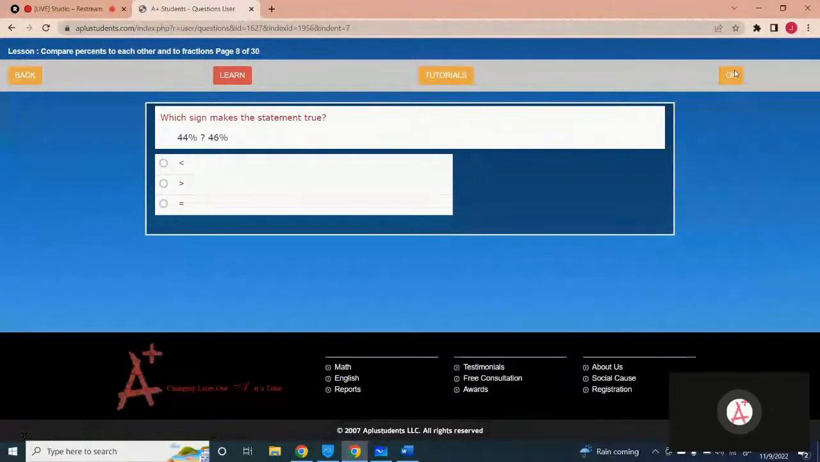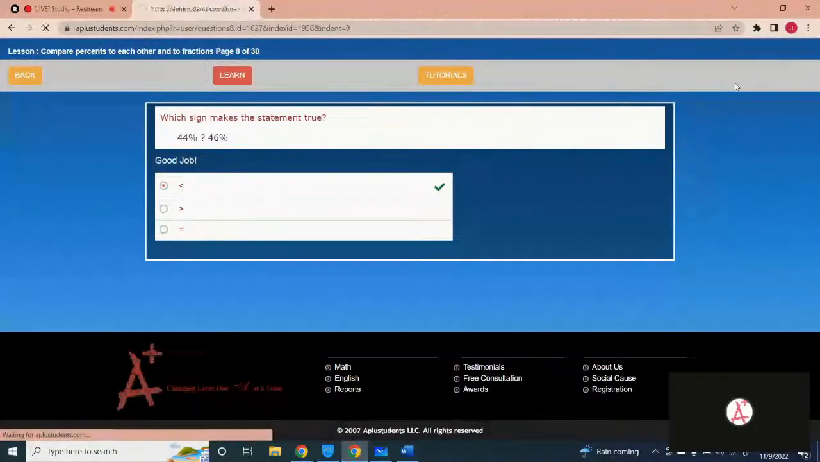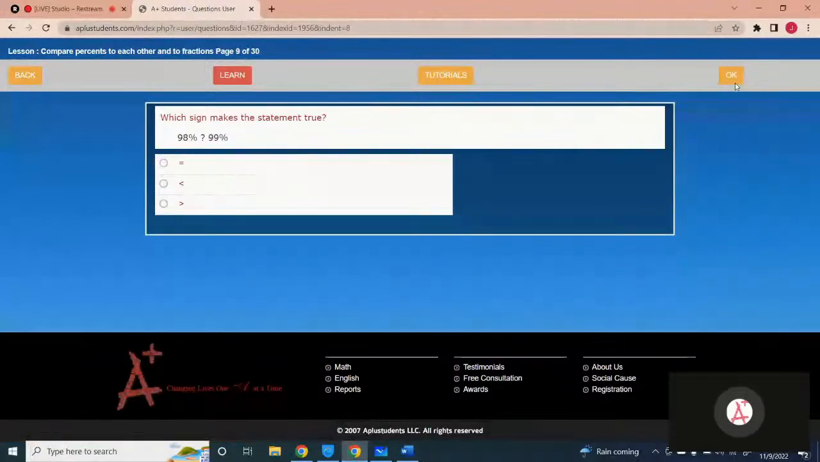Okay, the next one is 44% and 46%. Is 44 greater than 46 or less than 46? 44 is less than 46. Got it? Okay, which sign makes the statement true? 98% and 99%. Are they equal, less or greater? 98 is less than 99%. Got it?